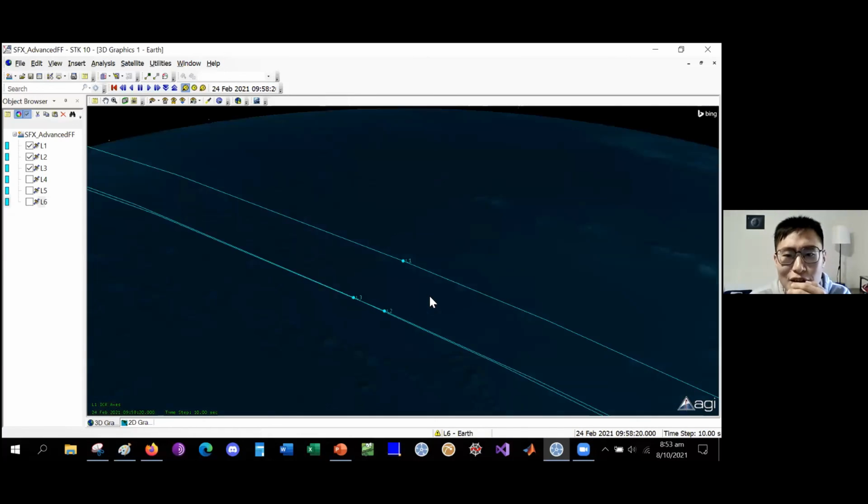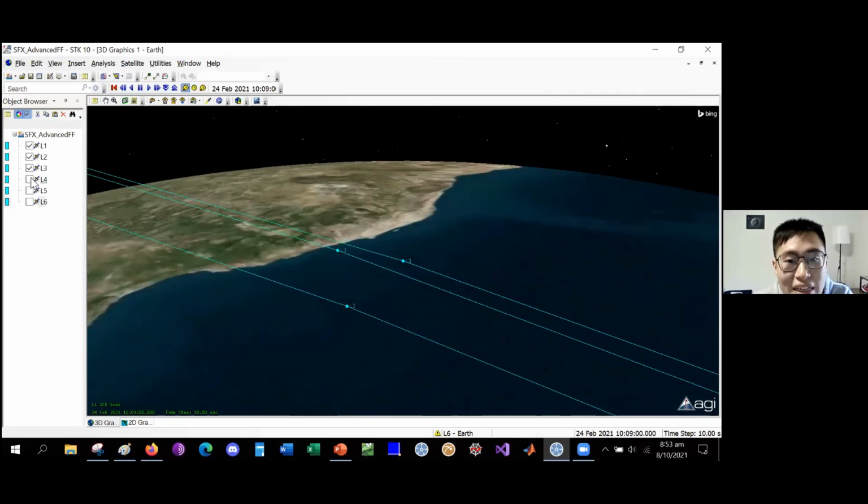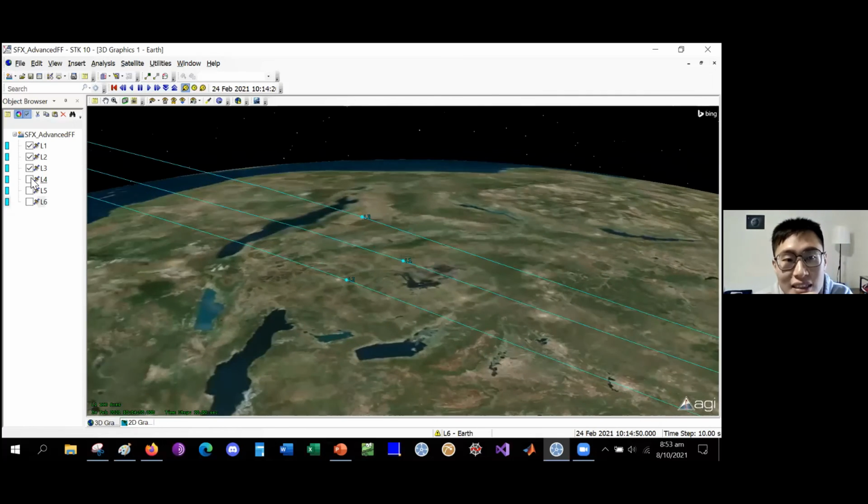I don't know if the screen is very blurry, if the resolution is very bad for you, but what I'm going to do is enable a second set of coordinate axes, right?